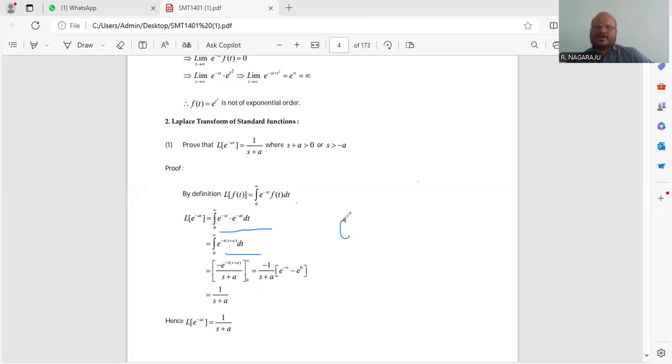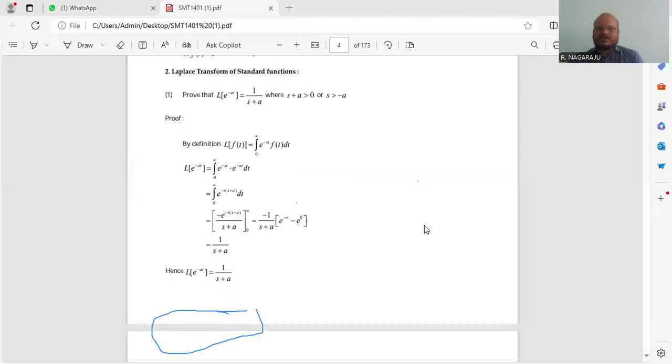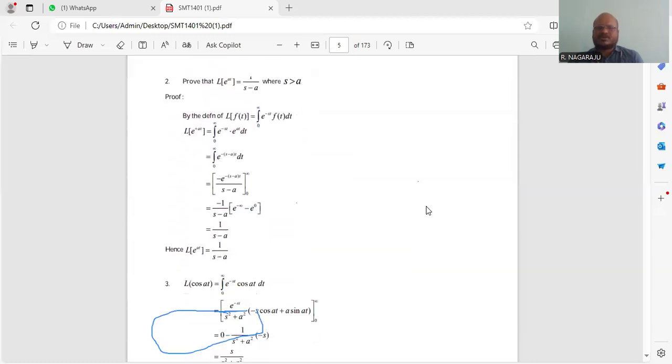Then the integration of e power at is e power at by a. So using this, applying the lower limit and the upper limit, you will get 1 by s plus a. It is a formula also you can take. After doing all these things, L of e power minus at is equal to 1 by s plus a. Further on, we can use this as a formula.